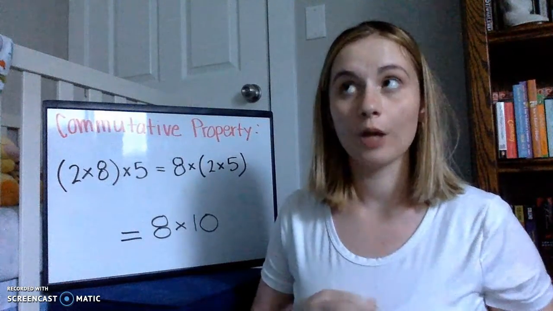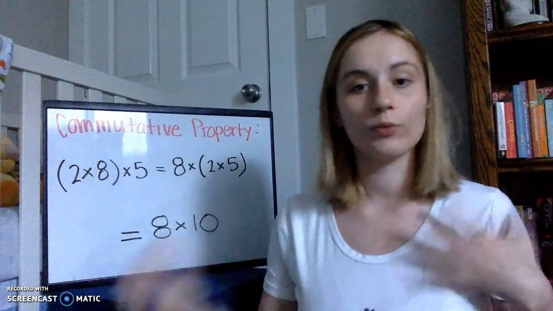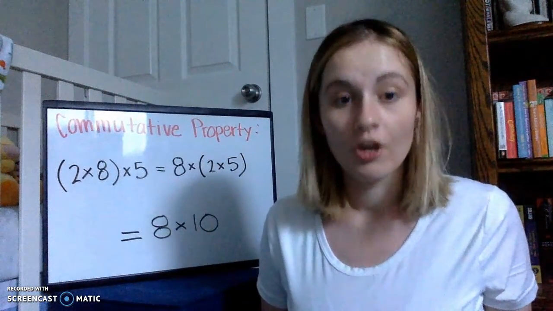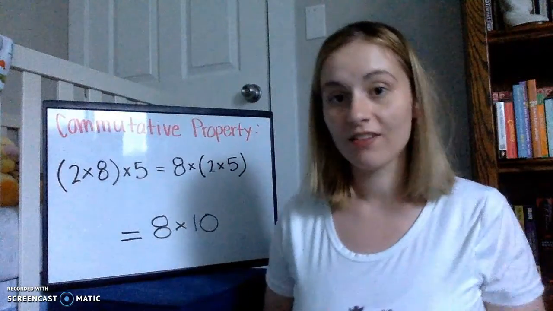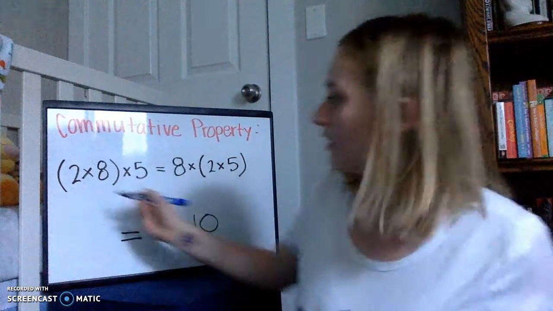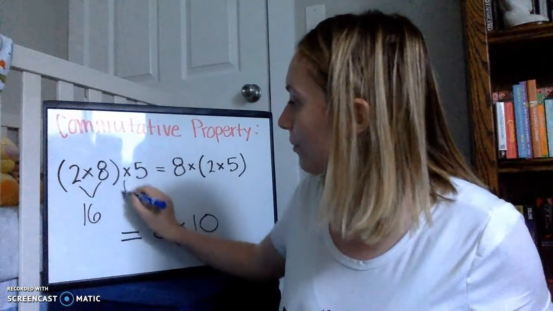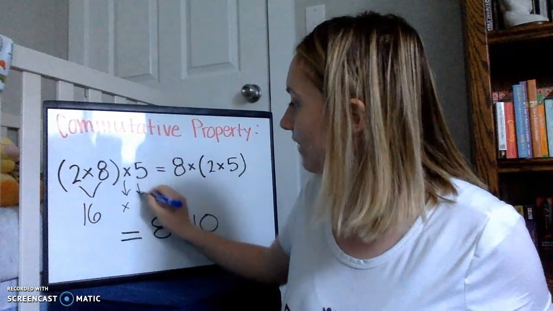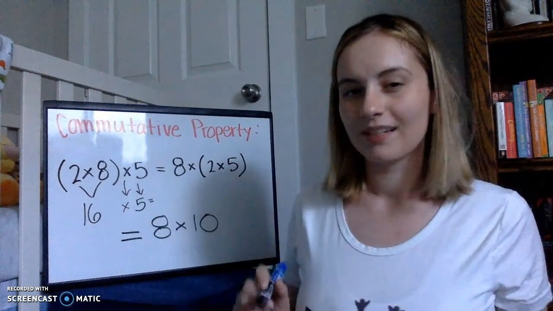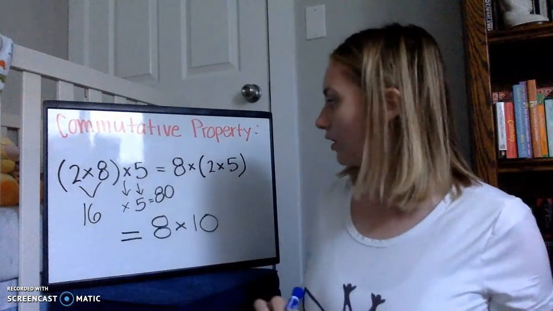Okay, so the commutative property of multiplication is just like addition. It's just saying that you can rearrange the numbers and group them in any way and your answer is still going to be the same. For example, 2 times 8 times 5, let's solve it and see if it's the same thing as 8 times 2 times 5. So 2 times 8 equals 16. Then I bring down my multiplication sign. I bring down my 5 because those I have not used yet. And 16 times 5, I know you don't know it, it's 80. Okay, so we got 80.